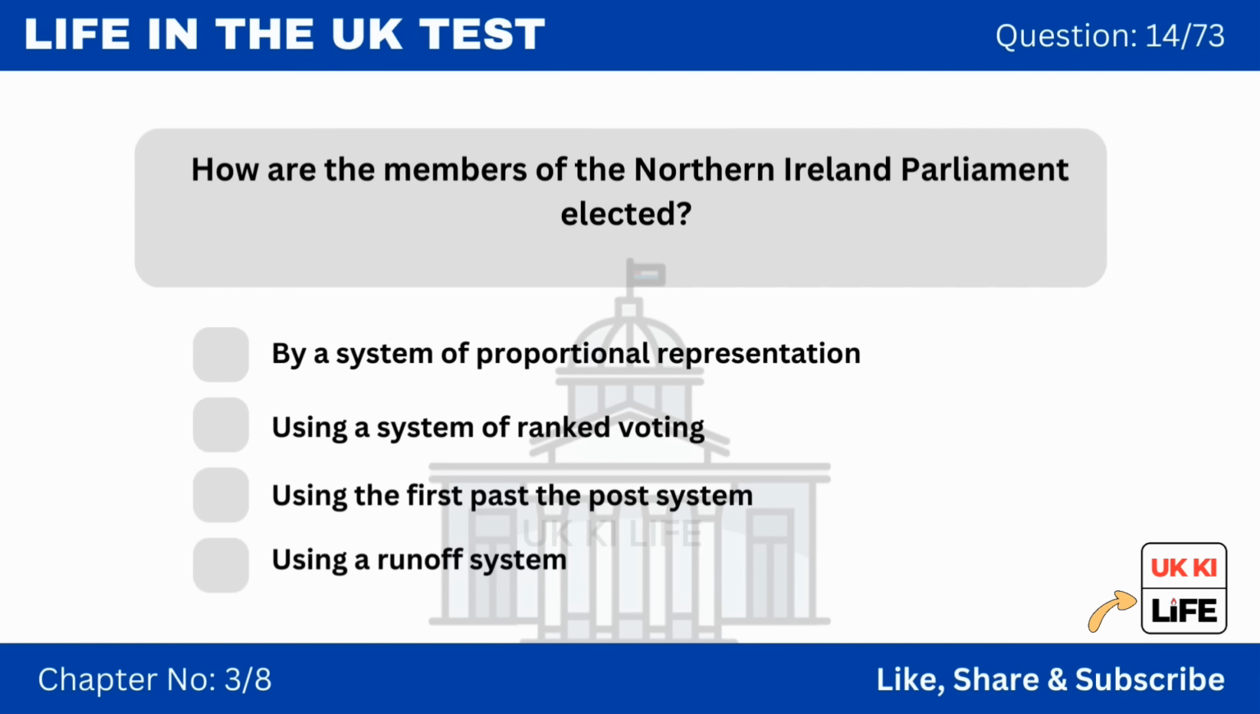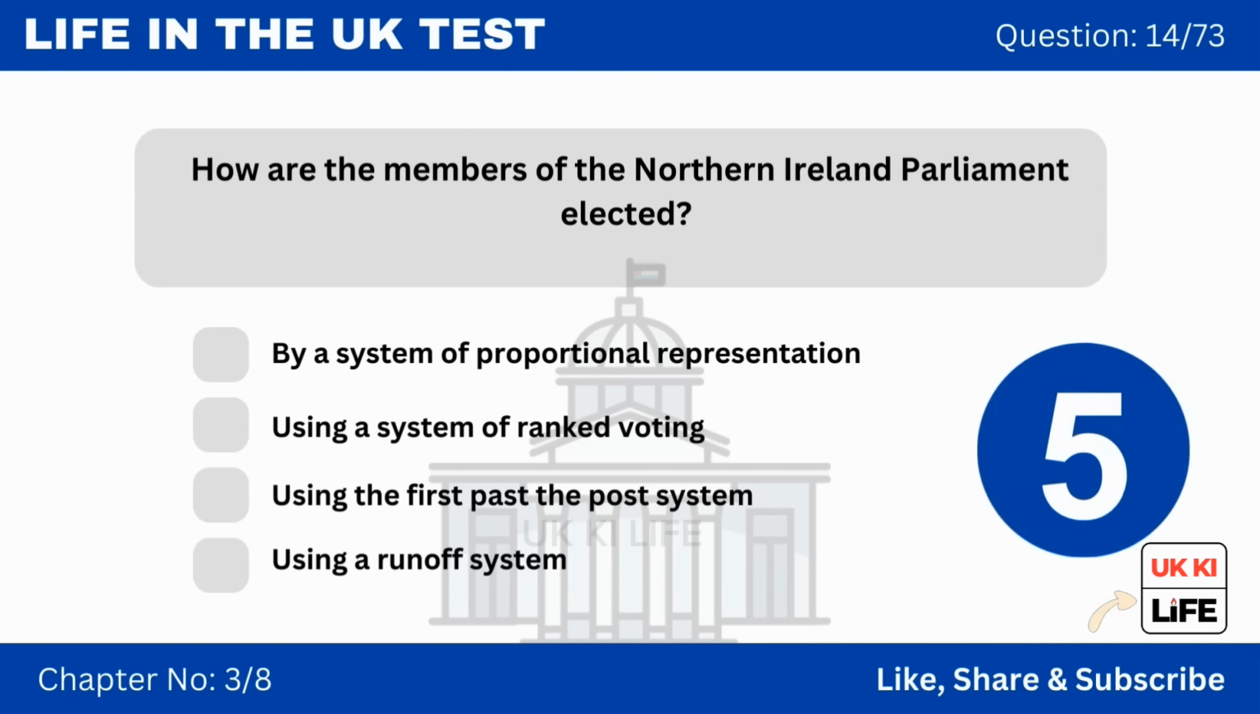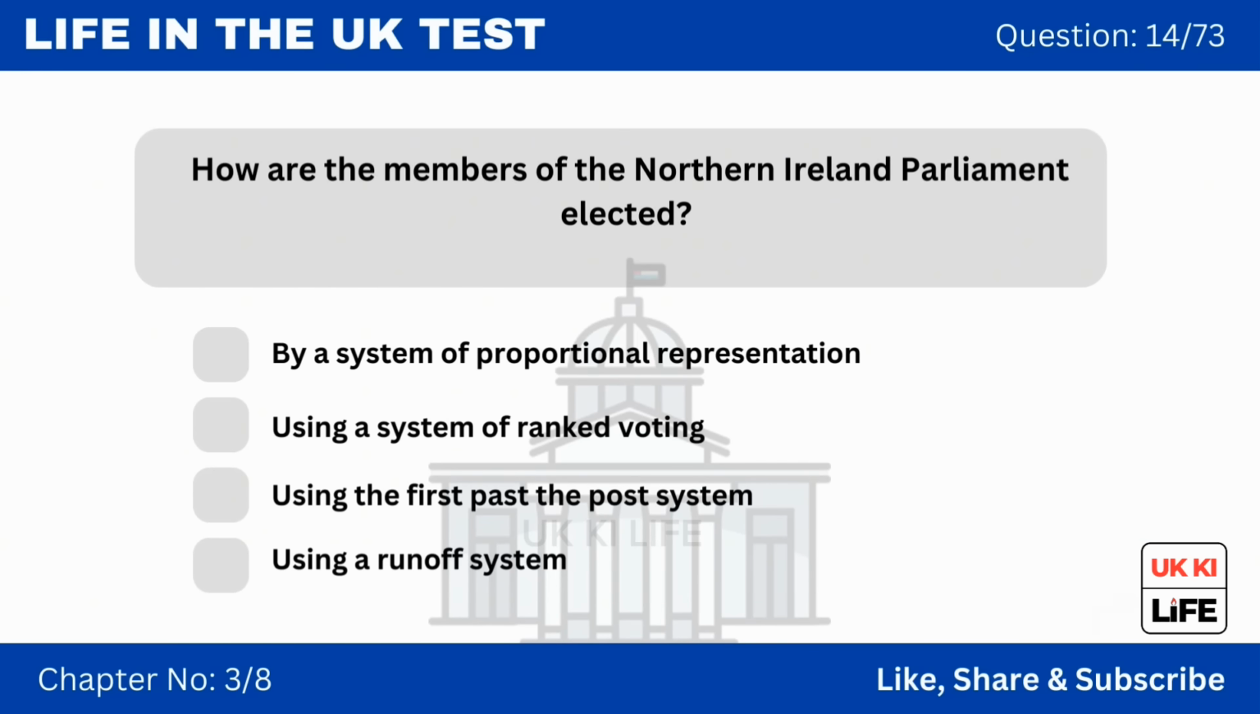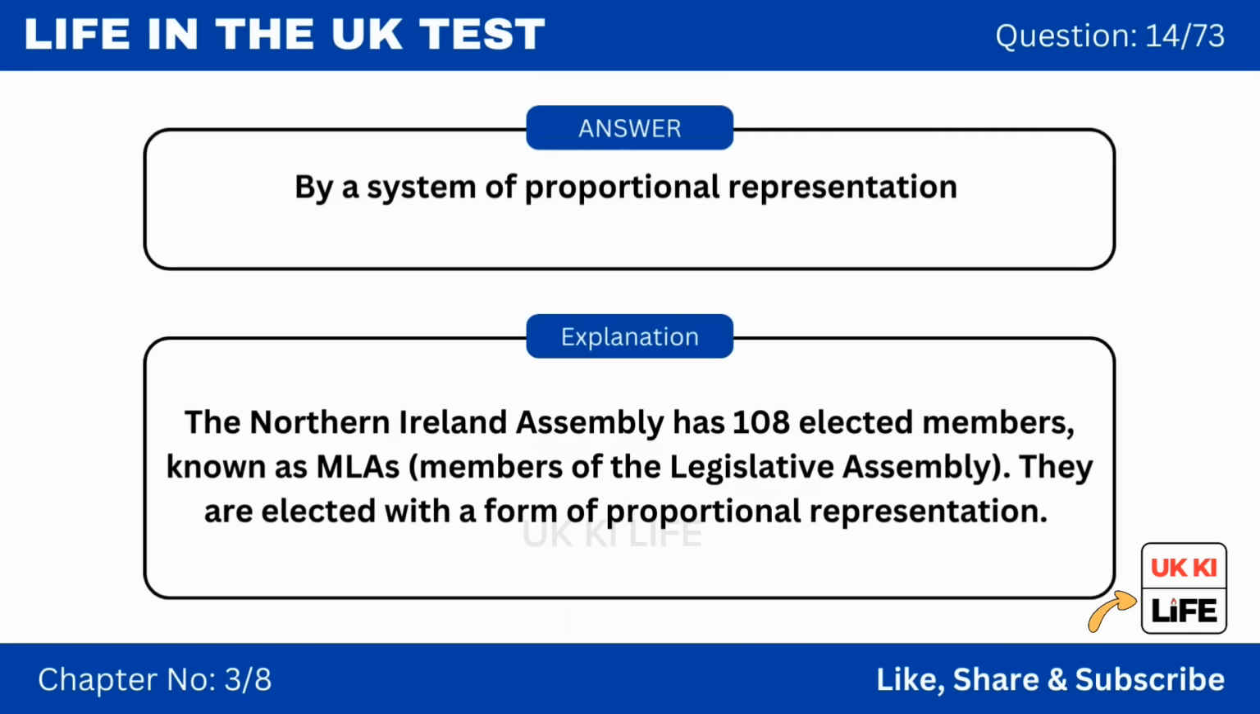Question 14. How are the members of the Northern Ireland Parliament elected? By a system of proportional representation. Using a system of ranked voting. Using the first-past-the-post system. Using a runoff system. The correct option is A. Explanation. The Northern Ireland Assembly has 108 elected members, known as MLAs, members of the Legislative Assembly. They are elected with a form of proportional representation.